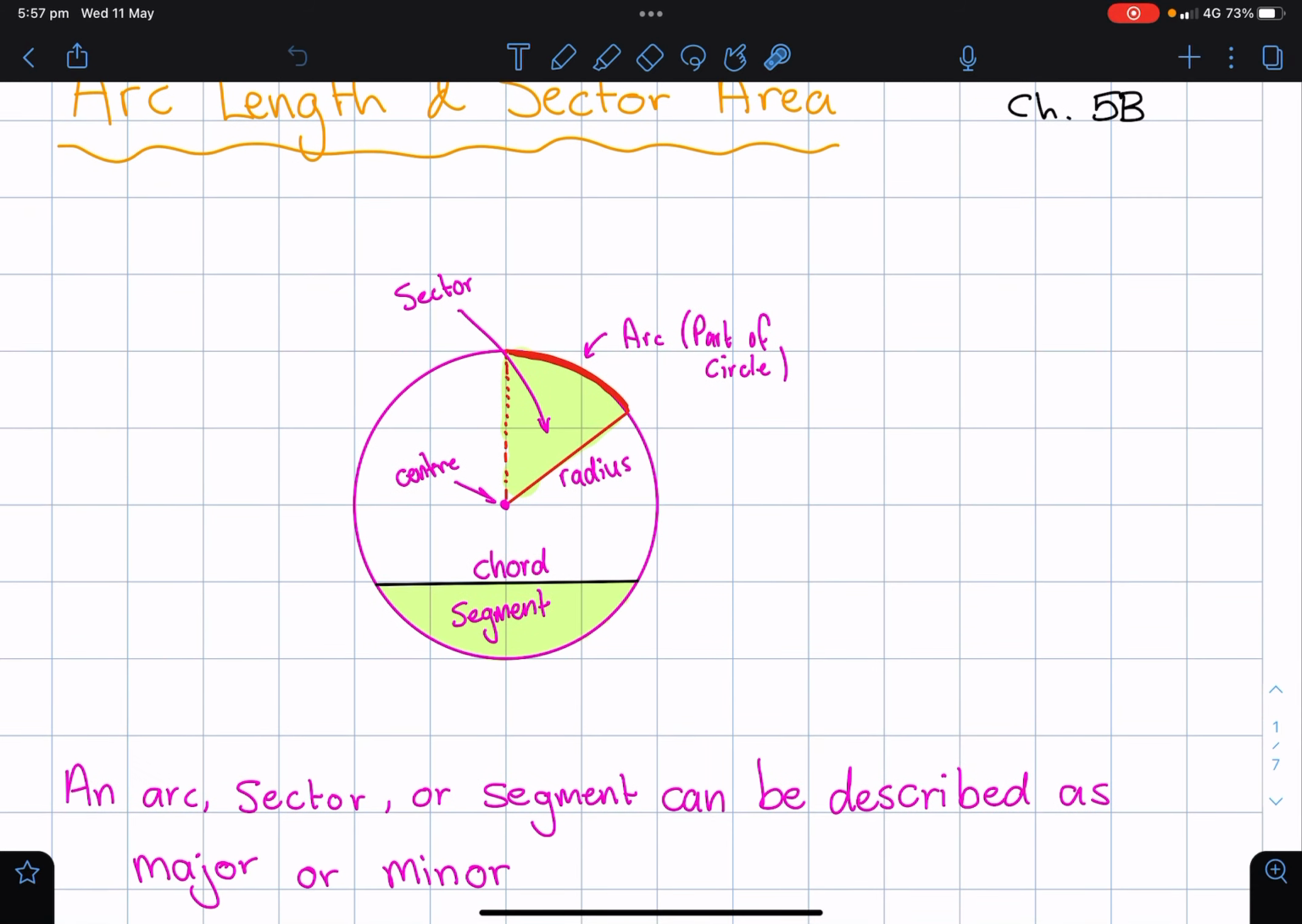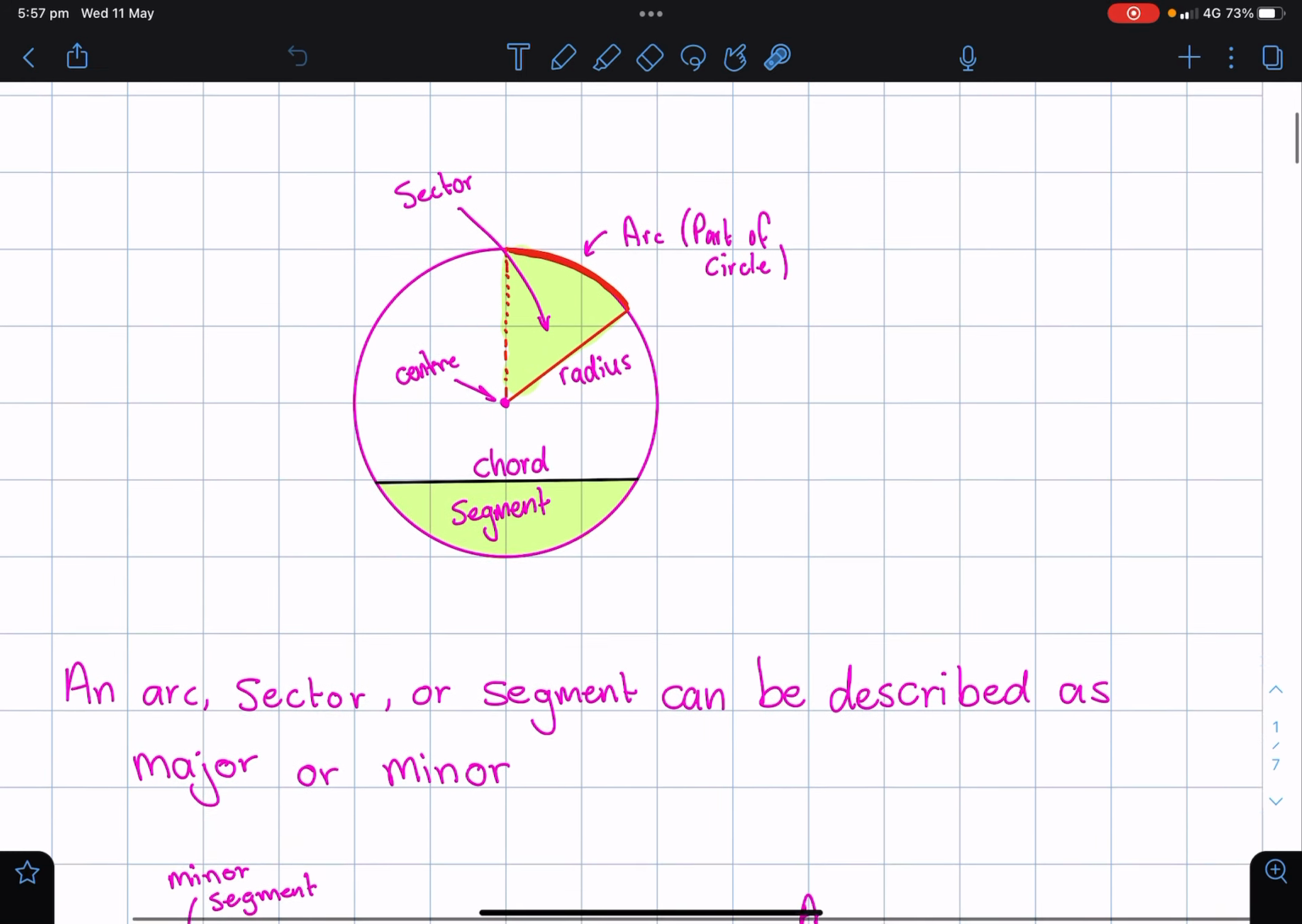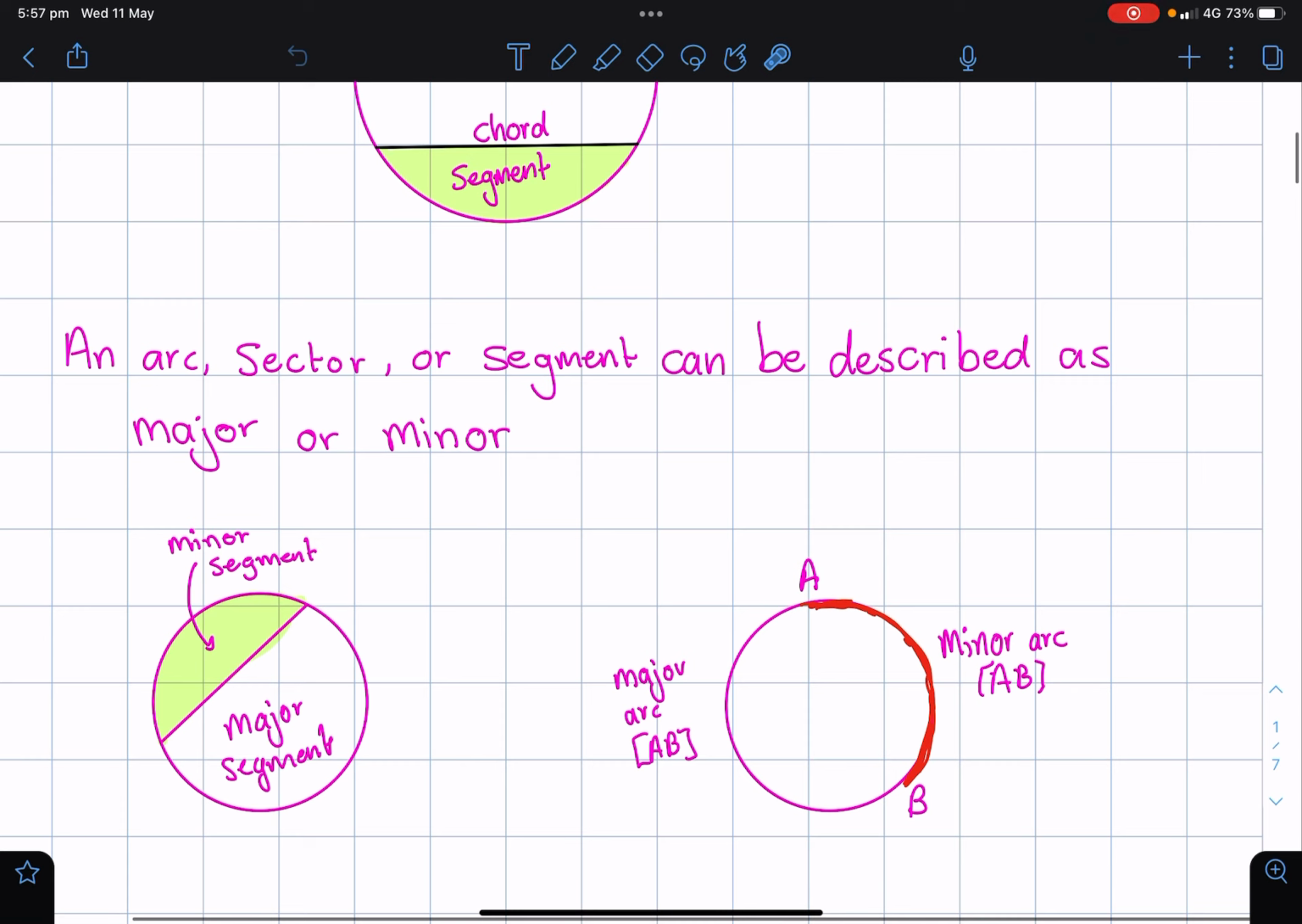So we often will describe arcs, sectors, or segments as major or minor. All right, so as the name sort of hints, the minor segment will be the smaller segment by the chord, and the major segment will be the larger segment. Same thing with arc. Minor arc A to B is this red one, and major arc A to B is this pink one. It is bigger.